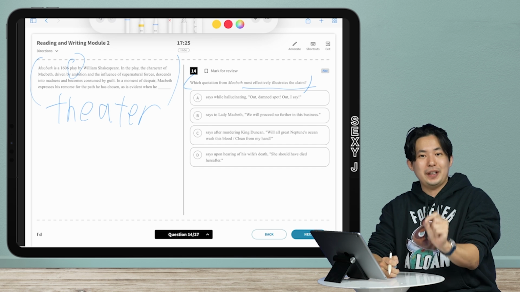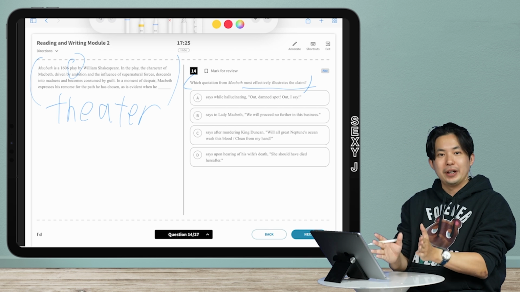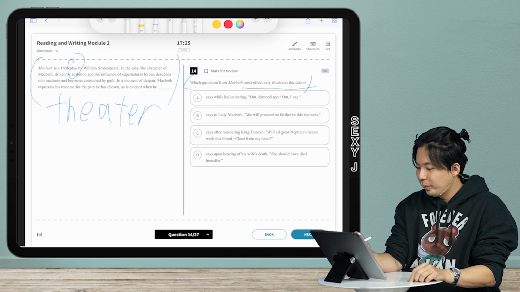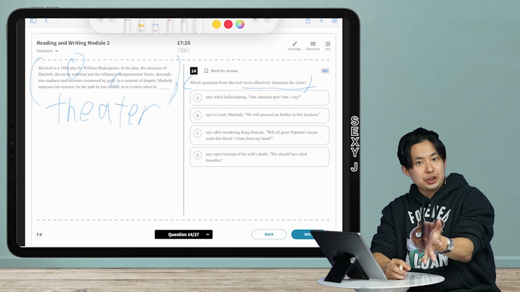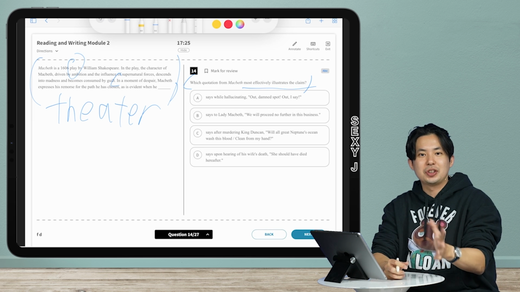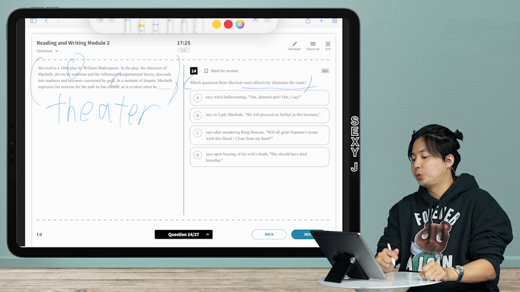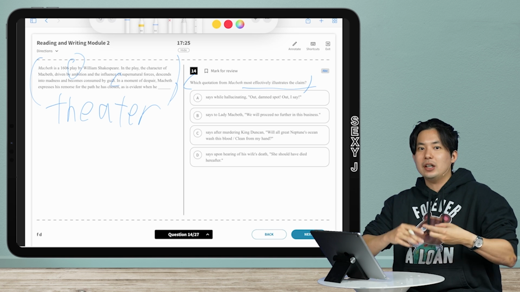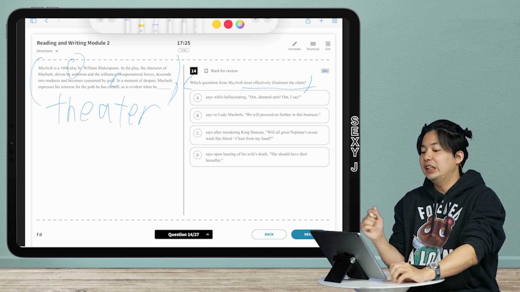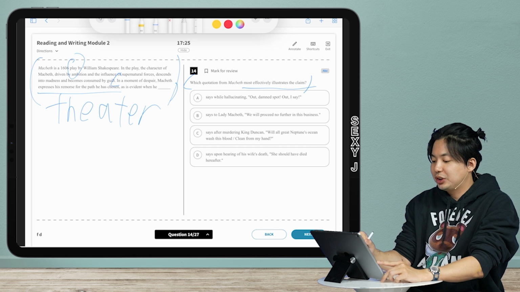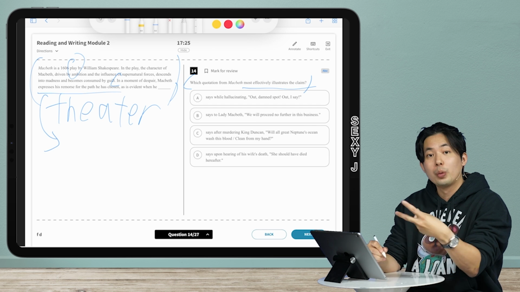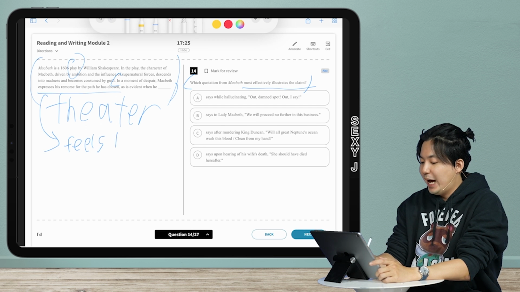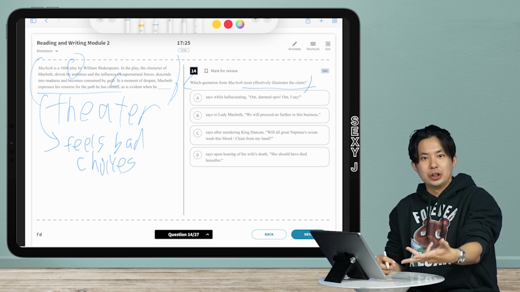Notice I don't even have to read the play here. In the question, they don't even have the play. They have in regular English this one sentence. As you guys know, the last sentence of the passage, 90% of the time, that's the crucial info. In a moment of despair, Macbeth expresses his remorse for the path he has chosen, as is evident when he... So it doesn't really matter that it's a play. It doesn't matter it's Shakespeare. It doesn't matter it's Macbeth. It could be any play. I'm just going to translate that into my regular English, more regular. Feels bad about his choices. He feels bad about the stuff he's done. That's what I need, okay?